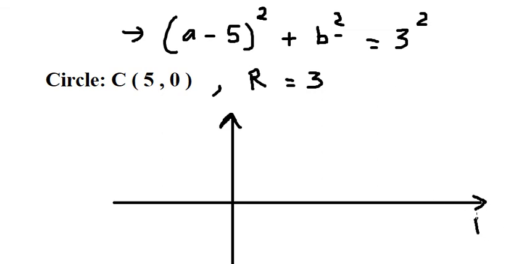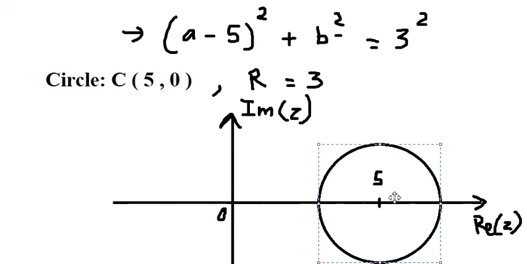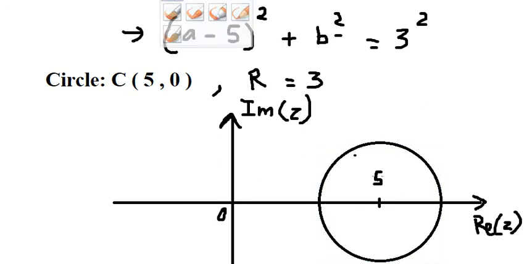So this is for real. This one is for imaginary. Now we have number 5, so number 5 should be in here. Number 0 is in here. For the circle, the radius is number 3. So 5 plus 3, we have number 8. 5 minus number 3, we have number 2.